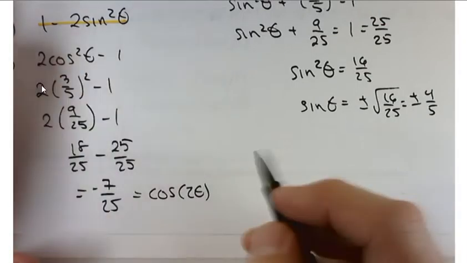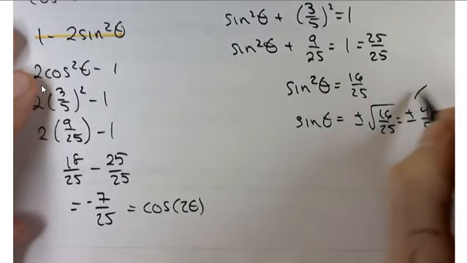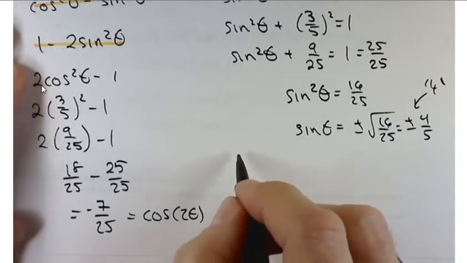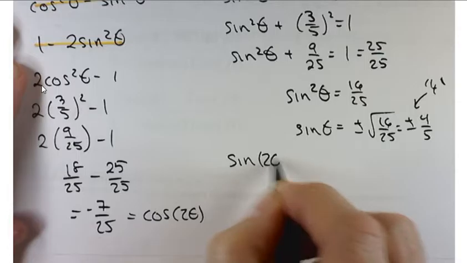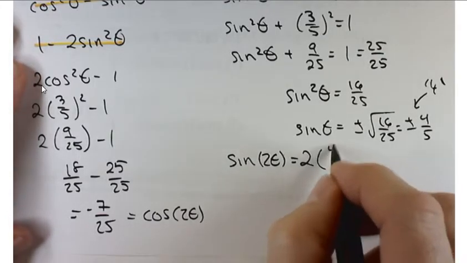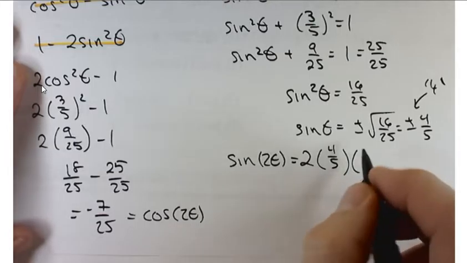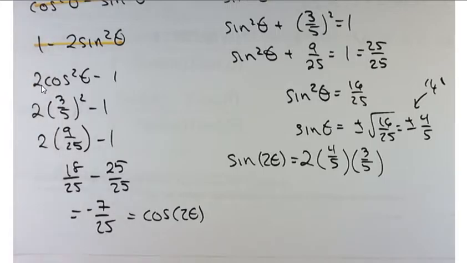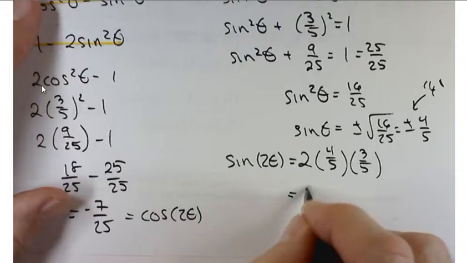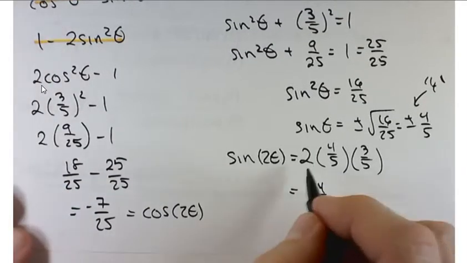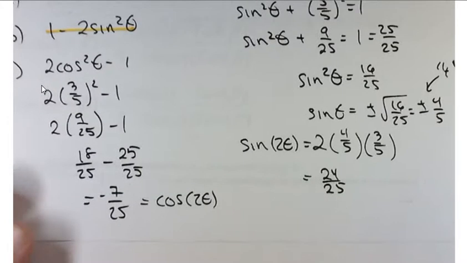So to finish this off then, we're going to choose the positive root and fill in the sine of 2 theta is 2 times sine of theta, which is 4/5, times cosine of theta, which was 3/5. And that's going to end up giving us, what, 24/5? Yes. 24, should be 24/25, is the sine of 2 theta.